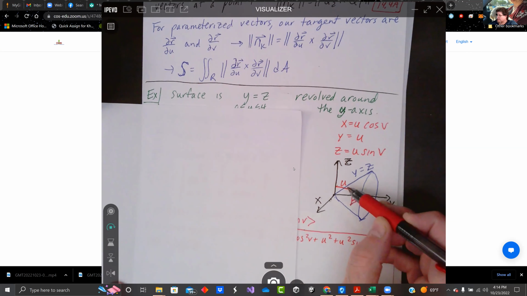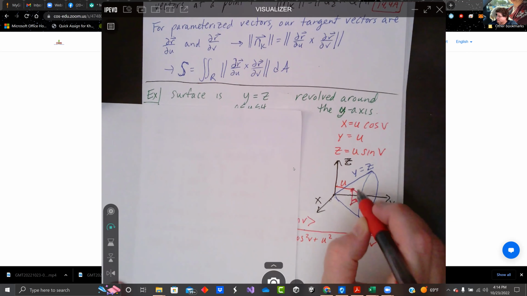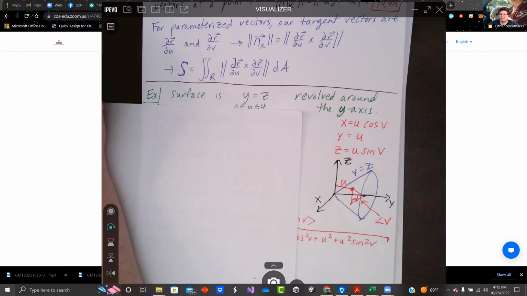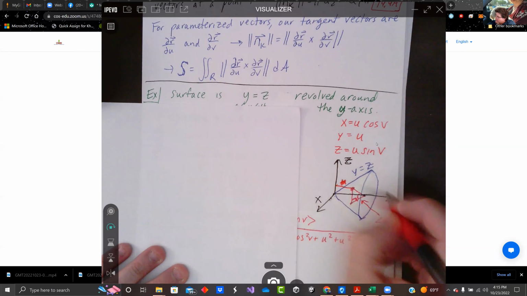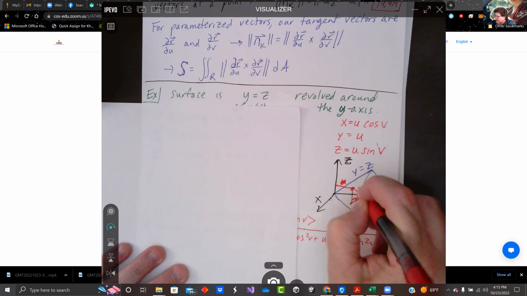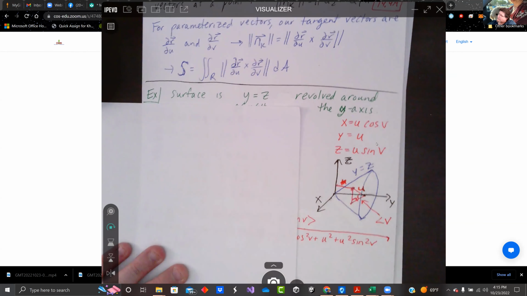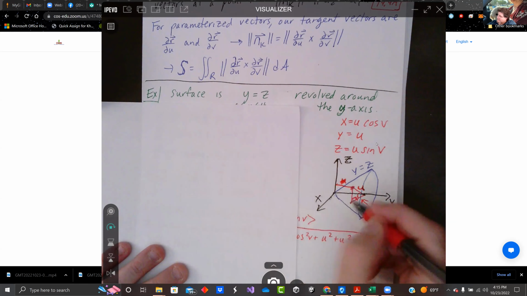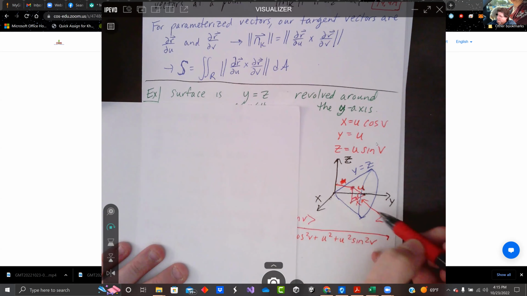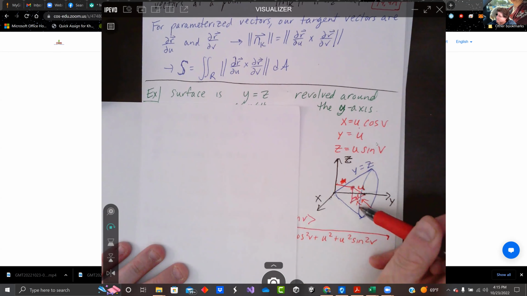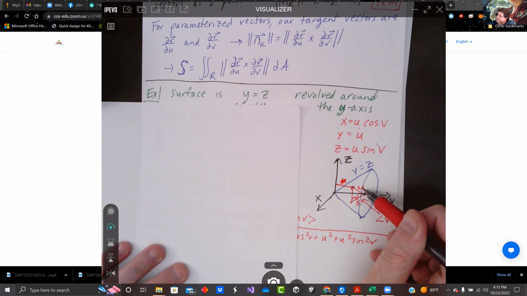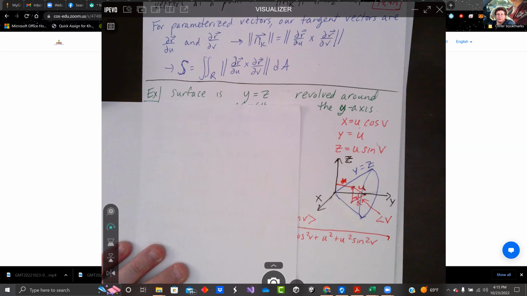And I think I got u listed wrong. The u is the magnitude. Sorry, it is not the distance to z. It is the hypotenuse of that triangle. Because if this is x, we got cosine of v is going to be x over u, adjacent over hypotenuse. So u is the hypotenuse. So we're going to use x equals u cosine v.